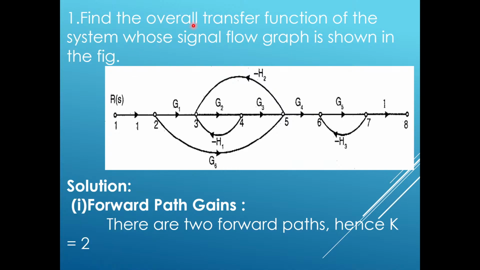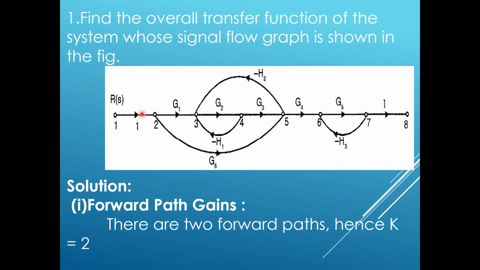Okay, so we have to find the overall transfer function for the system whose signal flow graph is shown in this figure. So this is our signal flow graph. In this signal flow graph, if we carefully observe, in total there are 8 nodes: node 1, node 2, node 3, node 4, node 5, node 6, node 7 and node 8.